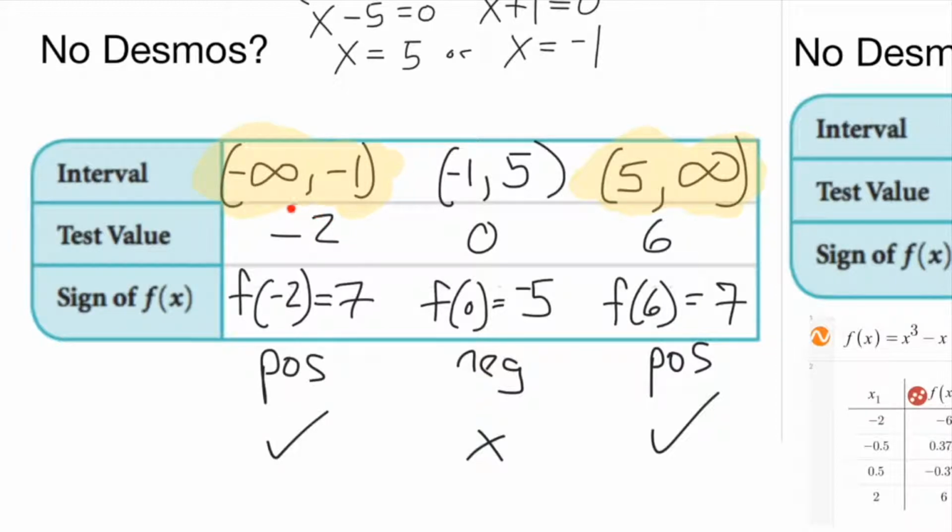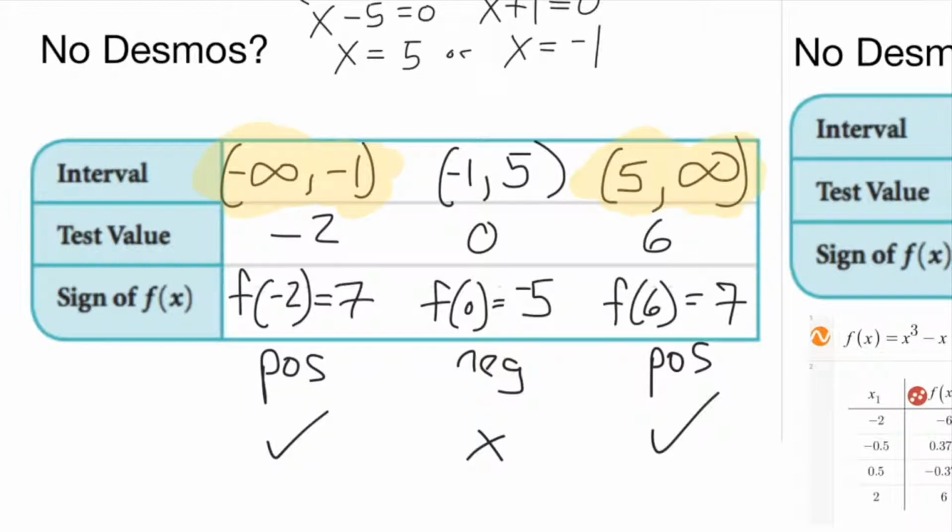You take that test value, plug it into the function. You say, what is f of negative 2? Turns out f of negative 2 is positive 7. And because it's positive, then we know that, yes, it's going to be greater than 0. The one test value works, so therefore they all work. Negative 3 would also be a positive number. Negative 6 million will also work as a test value. If one works, they all work, so therefore, yes, we're going to include that interval in our answer.